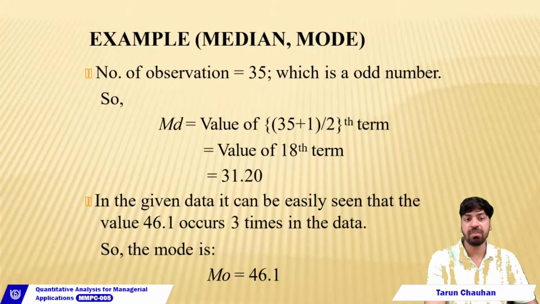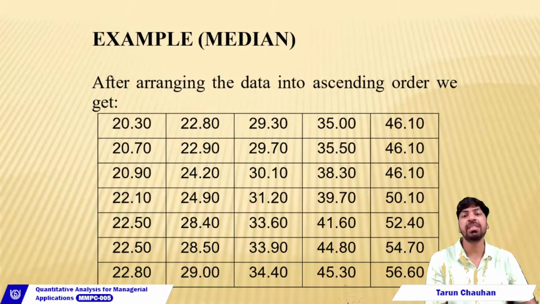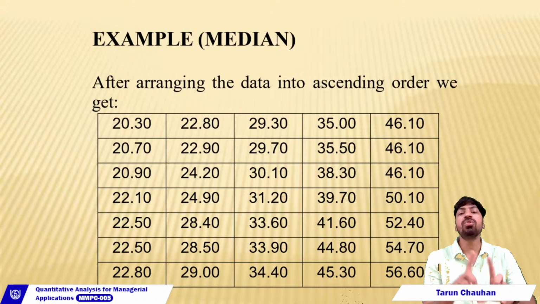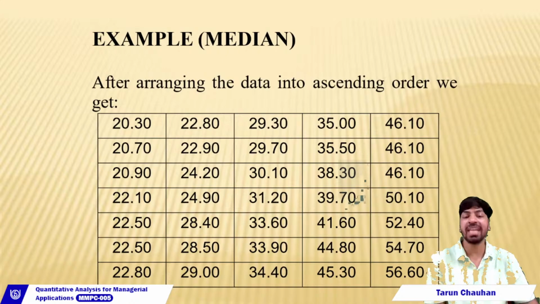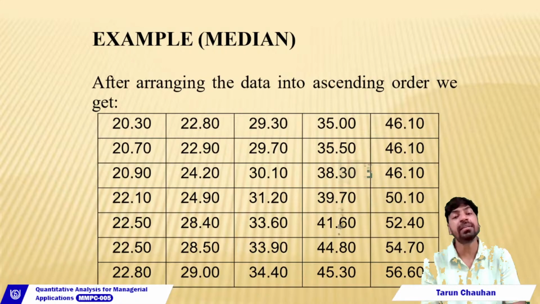The value which comes at the 18th term is the value of the median. So let's begin from the data. Let's begin: 1, 22.30, 22.80, 29.30, 35, 45. That's 5 observations. In the next row, again 5 observations. In the next row, again 5 observations. So the total number of observations till here is 15. We have to check the 18th term, and see what value comes at the 18th term.